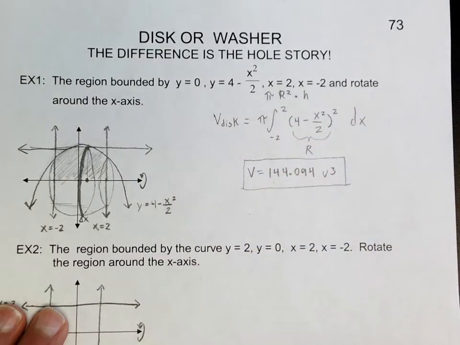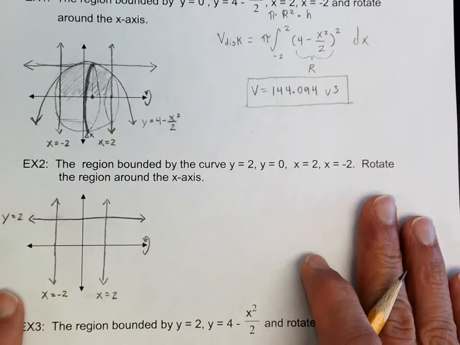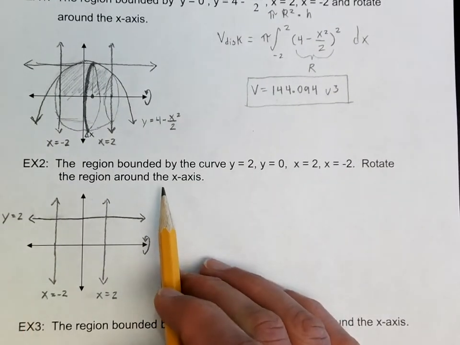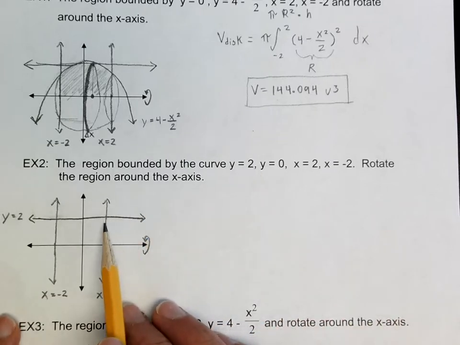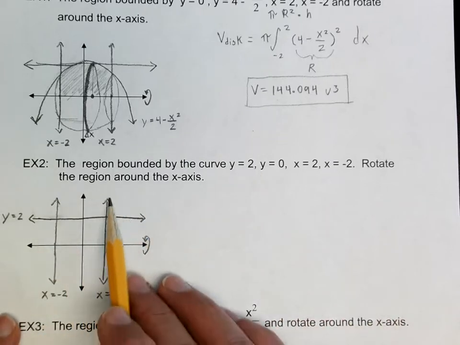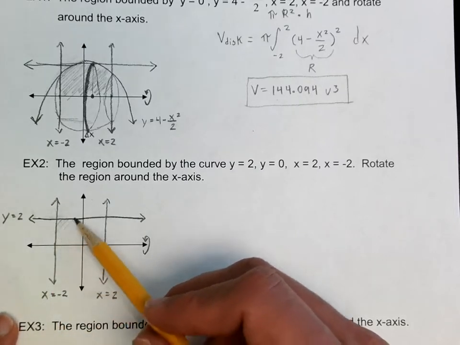On the next one, it would be the same thing. Notice that we almost have the same shape. We have a region that's being bounded by y is equal to 2, which is this line right here, x is equal to 2, which is that vertical line, and x is equal to -2. This is the area that's being bounded.